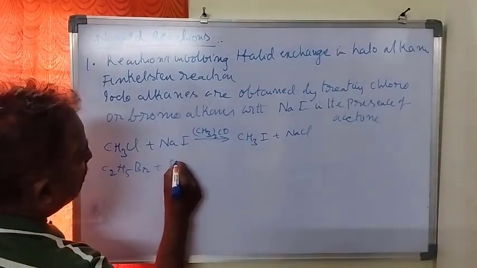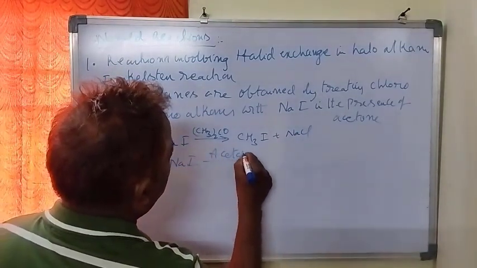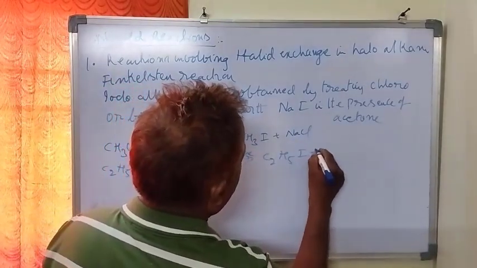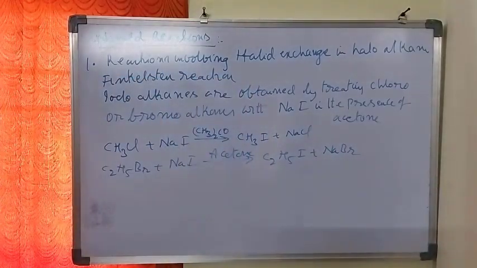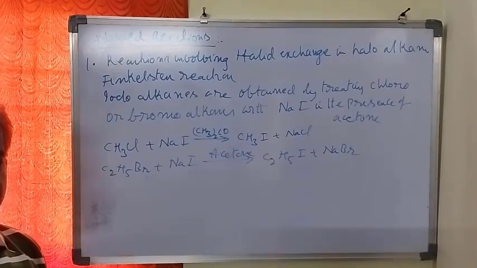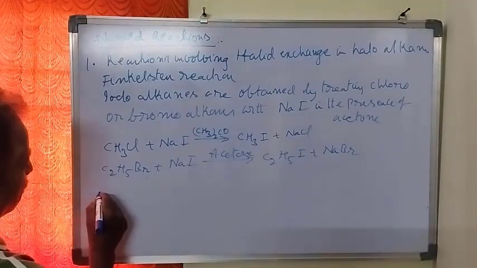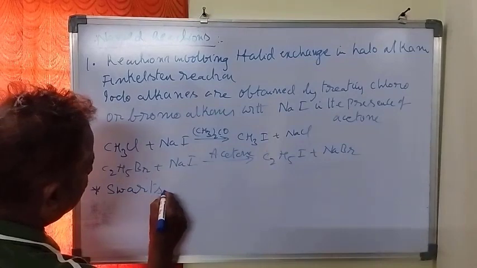Similarly, C2H5Br plus sodium iodide in the presence of acetone gives C2H5I plus NaBr. So this is the Finkelstein reaction. The Finkelstein reaction is that in which iodoalkanes are obtained by treating chloro or bromoalkanes with sodium iodide in the presence of acetone. Now the next one in this class is the Swarts reaction.